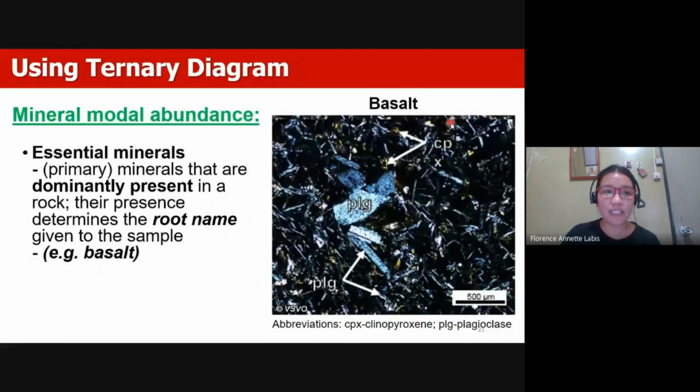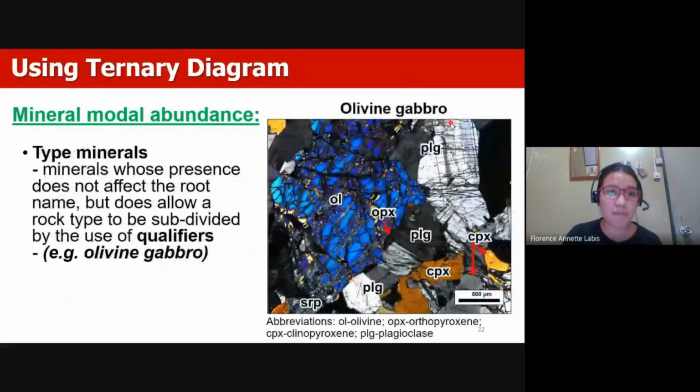Okay, so the second mineral type is what we have here, type minerals. When we say type minerals, these are minerals whose presence does not affect the root name but does allow a rock type to be subdivided by the use of qualifiers. Okay, so we have here an example, olivine gabbro. If we say olivine gabbro, basically it is still a gabbro or still a gabbroic rock. So this again is an example of a photomicrograph of an olivine gabbro. And as you can see, there is a lot of plagioclase, right? Because it comprises mostly of plagioclase as well as clinopyroxene.